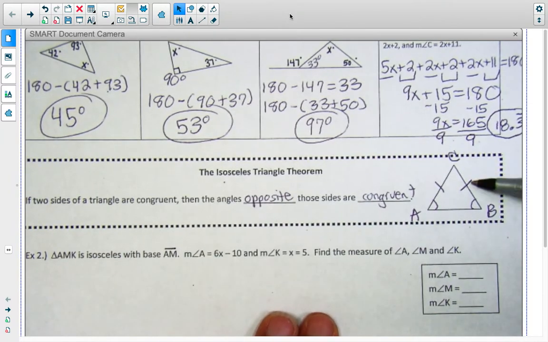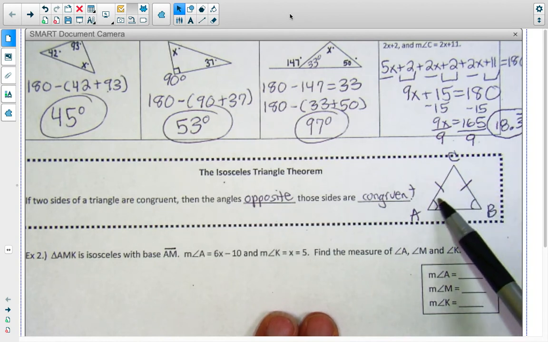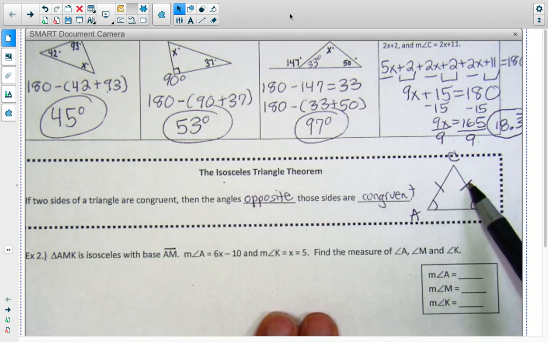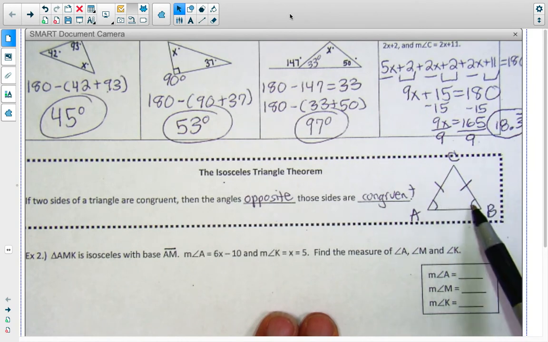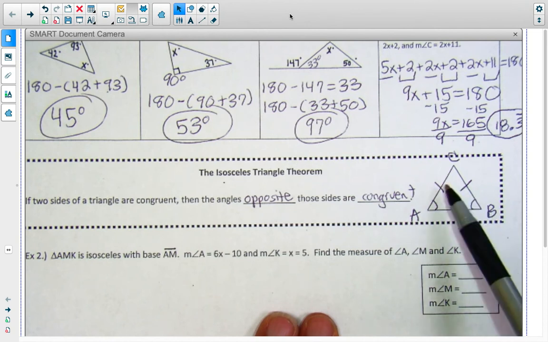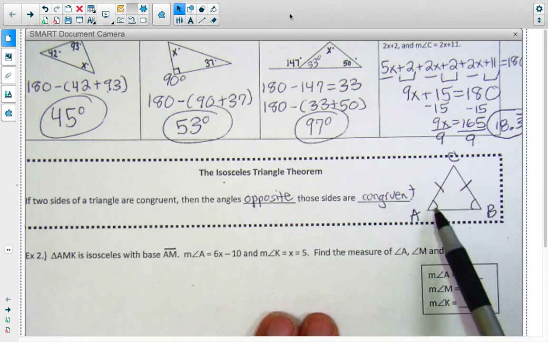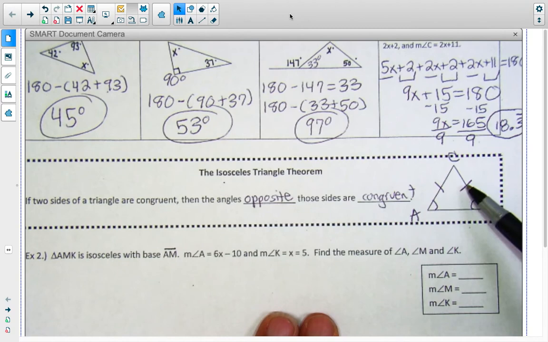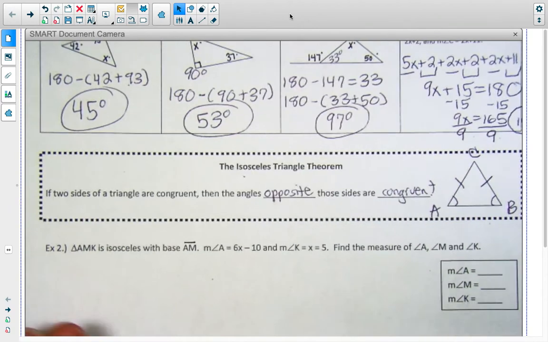So if I have two congruent sides, the angles opposite those sides are congruent. So this angle, opposite here, opposite the side, and then this side is opposite the angle. So these are congruent, and then these are congruent. These side lengths are congruent, and these angles are congruent because they're opposite. Okay, let's try an example.